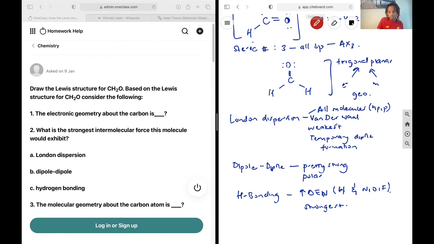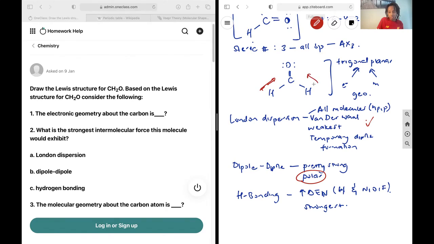So London dispersion are possible because it's possible in all molecules. Dipole-dipole, in order to determine whether it's possible, we need to determine whether this molecule is polar. And so we begin by drawing our dipoles. And I'm just drawing these based on the electronegativity of these specific atoms.